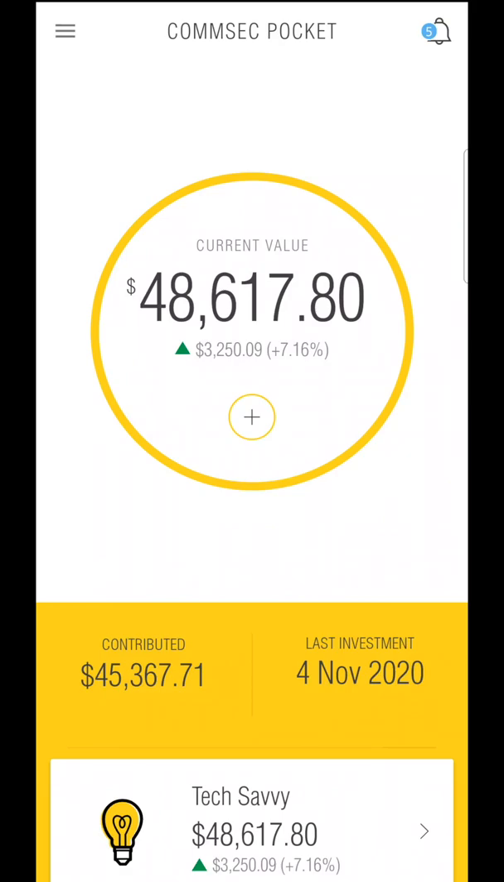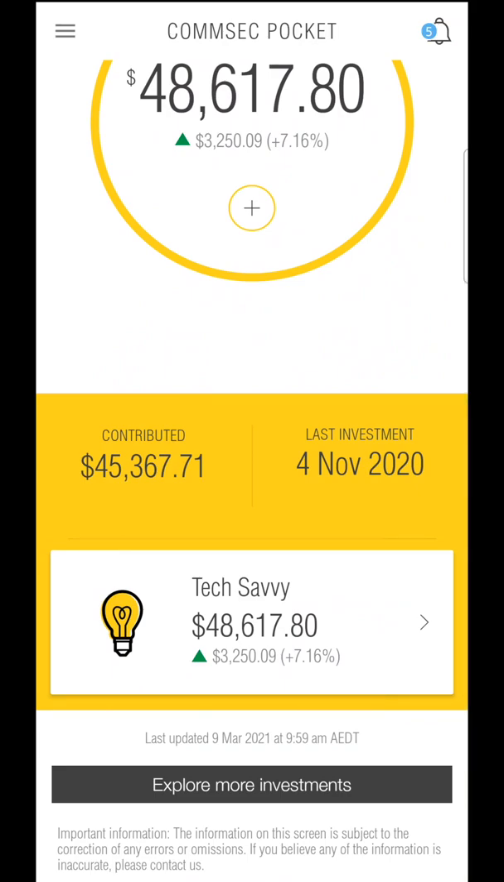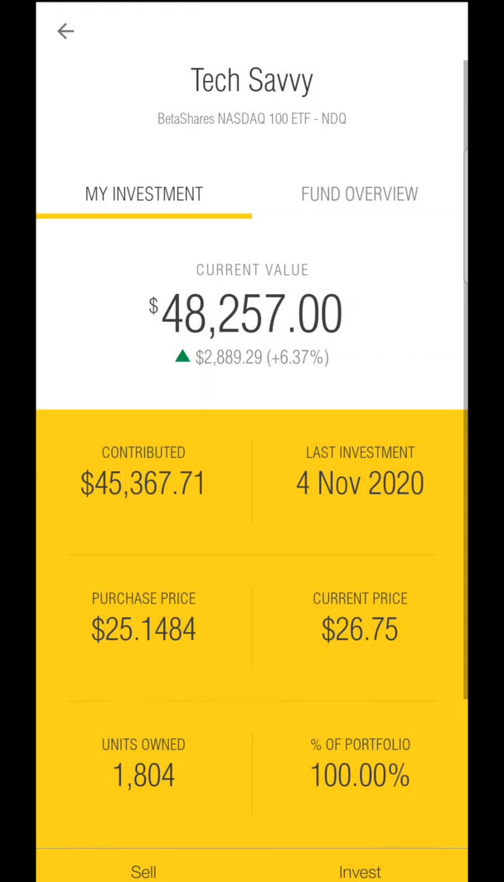When you open the app, you'll be greeted by the home screen, which if you have already invested, will look something like this. This page will show you your current portfolio value, how much your portfolio has increased in dollar and percentage amount. Personally, I only use this app to invest in the Tech Savvy ETF, which is the BetaShares NASDAQ 100 ETF, listed on the ASX as NDQ.